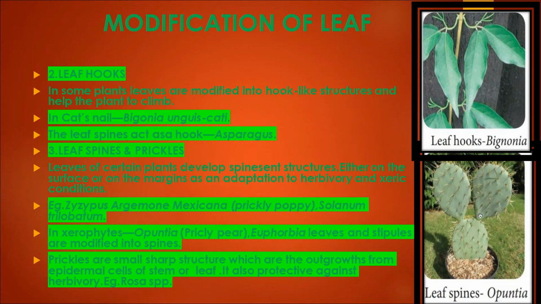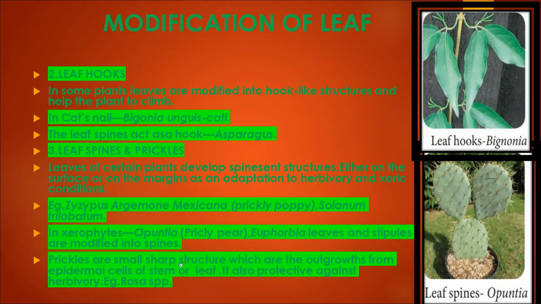In certain plants the leaves are modified into spines and thorns. Leaves of certain plants develop spinescent, spiny structures, either on the surface or on the margin. This is to protect themselves from grazing, herbivorous animals which come and eat these plants. Examples: Ziziphus, Argemone mexicana, prickly poppy, Solanum trilobatum. In xerophytes, Opuntia, prickly pear, Euphorbia, leaves and stipules are modified into spines.